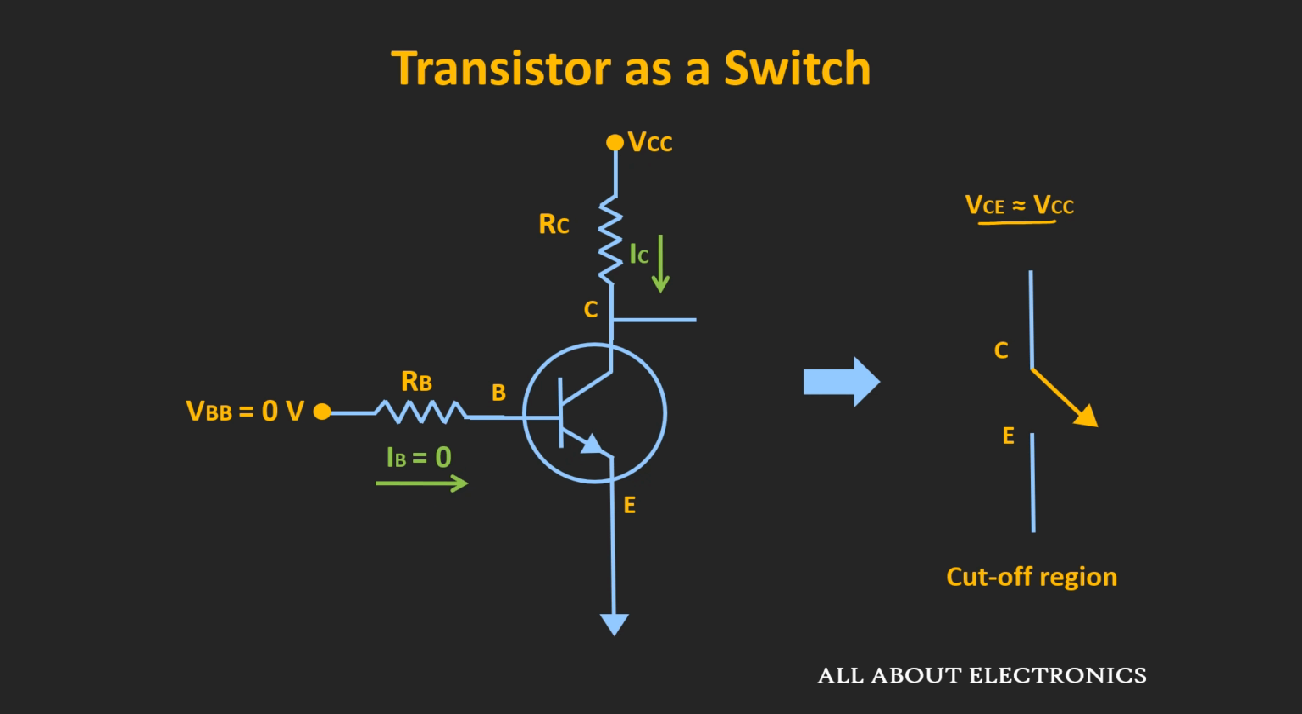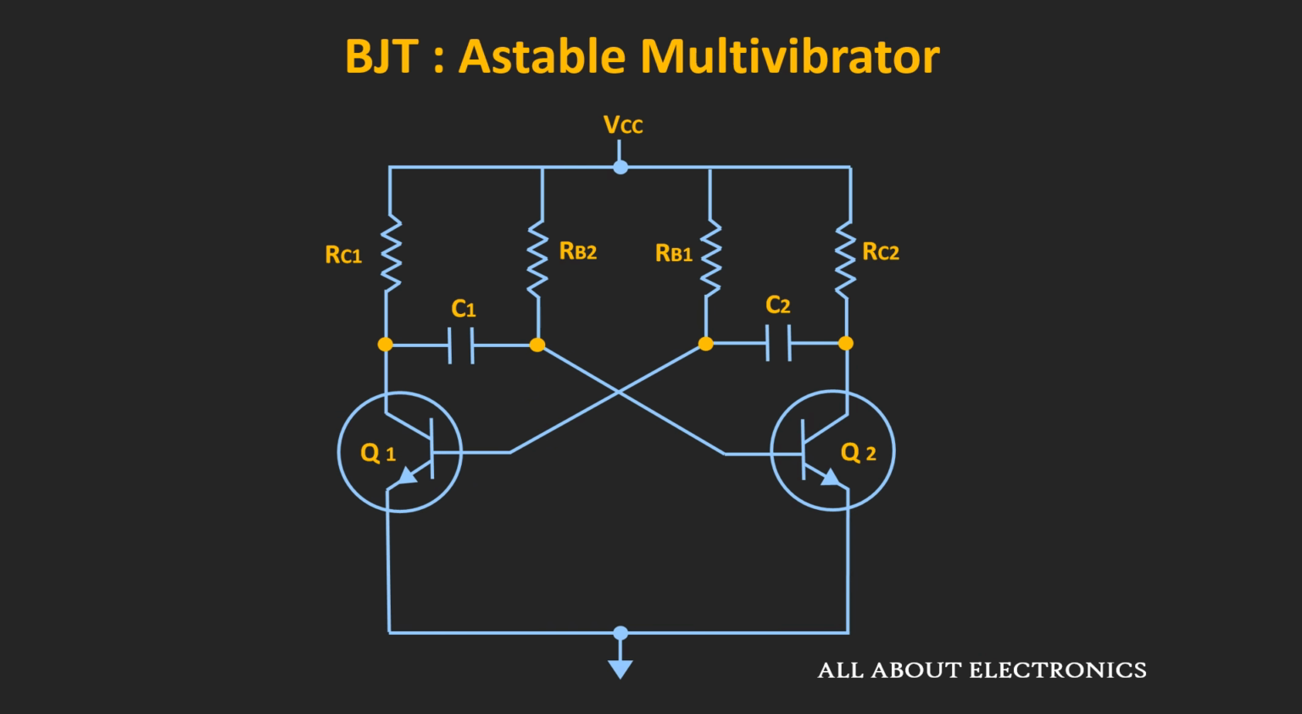Similarly, when the input at the base is high, then it will operate in the saturation region. And at that time, it will act as a short circuit. And in this saturation region of operation, the voltage VCE is approximately equal to 0 volt. Now the reason I am telling this is because while understanding the working of this astable multivibrator, we will replace these transistors either by a short circuit or the open circuit based on the region in which they are operating.